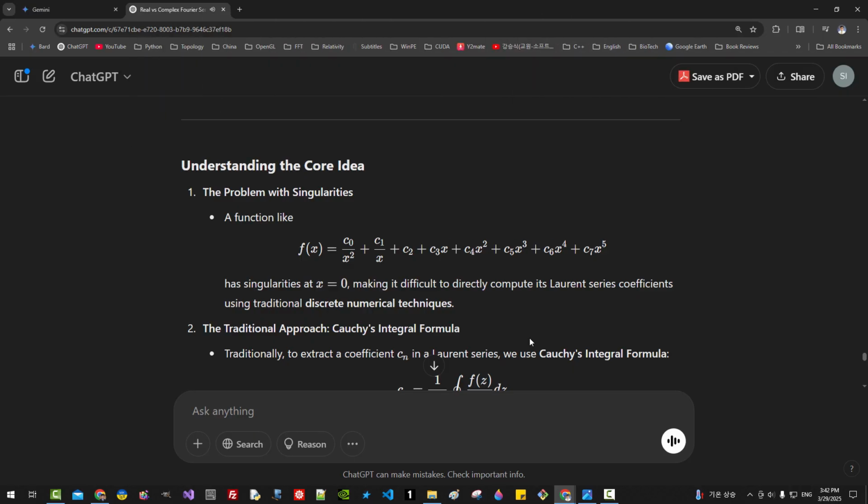Understanding the core idea. 1. The problem with singularities. A function like f(x) = c0/x^2 + c1/x + c2 + c3 x + c4 x^2 + c5 x^3 + c6 x^4 + c7 x^5 has singularities at x equals 0, making it difficult to directly compute its Laurent series coefficients using traditional discrete numerical techniques.